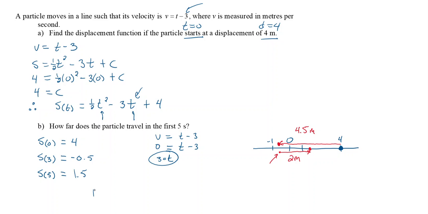In the end, the first part was 4.5, so our distance would have been 4.5 plus 2. So it would have been 6.5 meters.